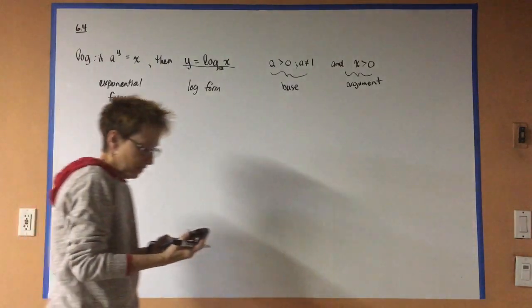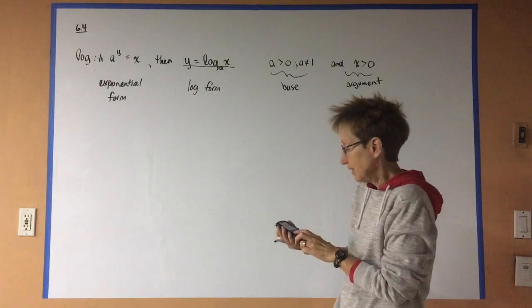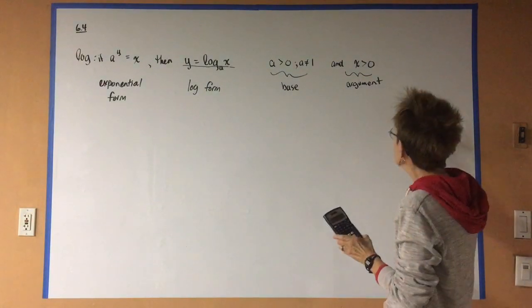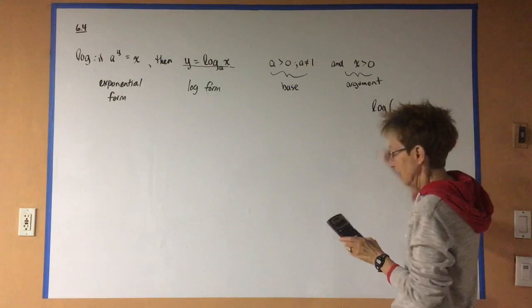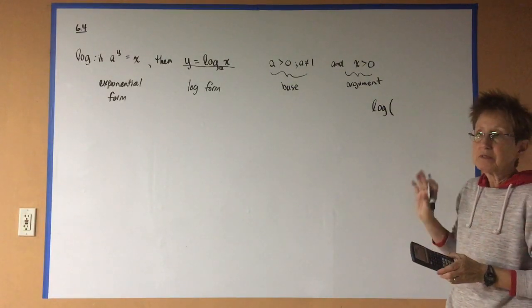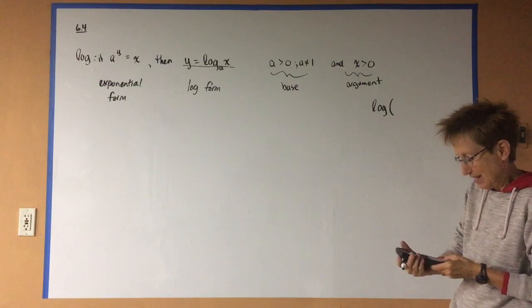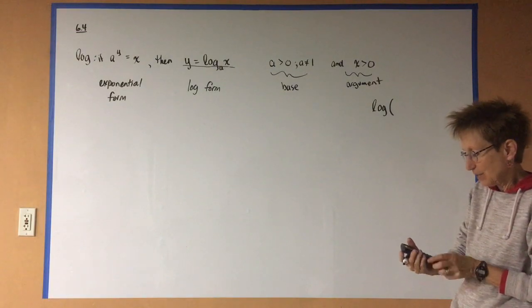And I want you to go find the log key on here, which is the second key down on the left. And I want you to hit it. What's going to come up is you're going to see a log, and then it's going to put a parenthesis, it's going to tell you to put a number in there. And I want you to put in a number, let's put in 10 just for the heck of it. So we'll put in 10 and close your parenthesis and hit equal.